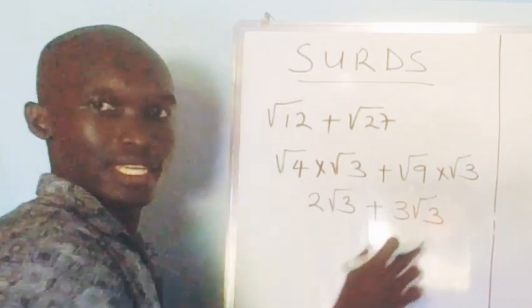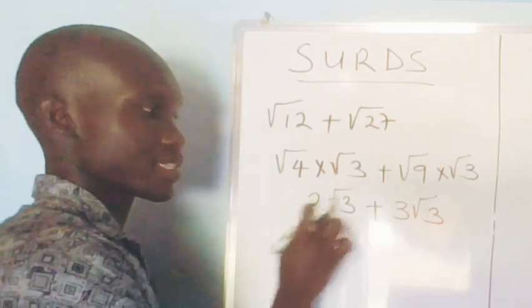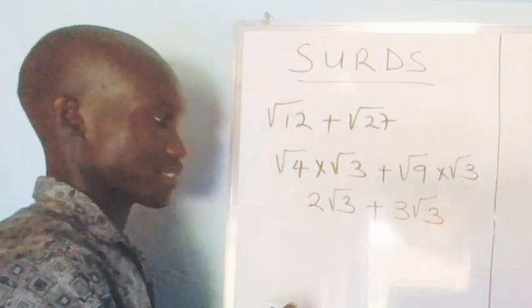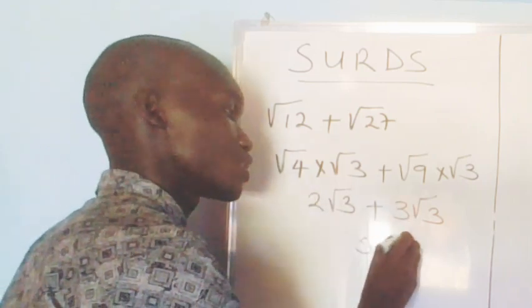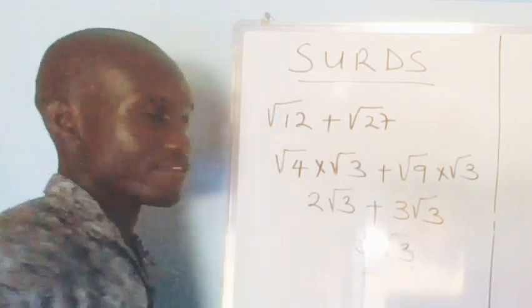Root 3 and root 3 is the same thing, so we just add the numbers which are before the square root signs. So 2 plus 3 will give us 5 root 3 as our final answer.